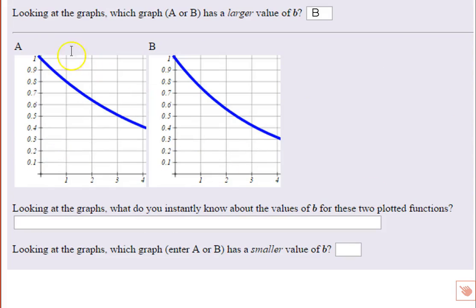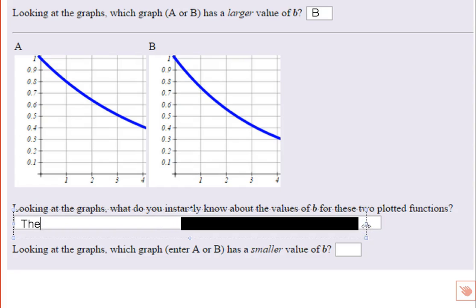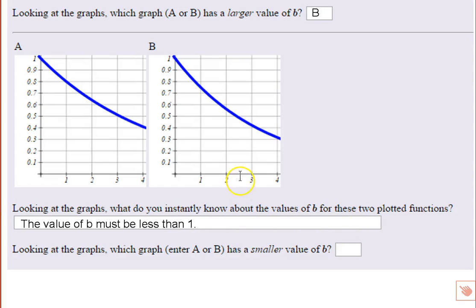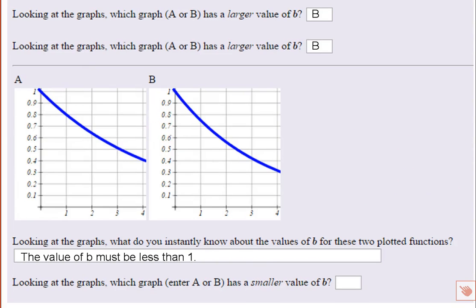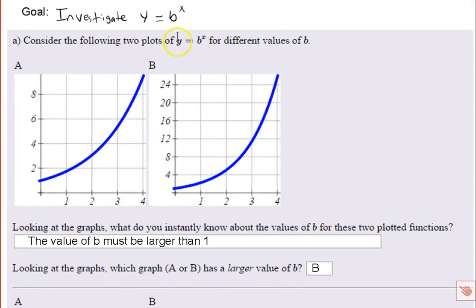Similarly, I'm looking at these two graphs, and they're both decreasing, so I know immediately that the value of b must be less than 1. So I'm going to type that here. And which one has a smaller value of b? So the one that has a smaller value of b, and remember, we're looking at this equation y equals b to the x. That's what we're talking about, the base, the number that's being raised to a power.